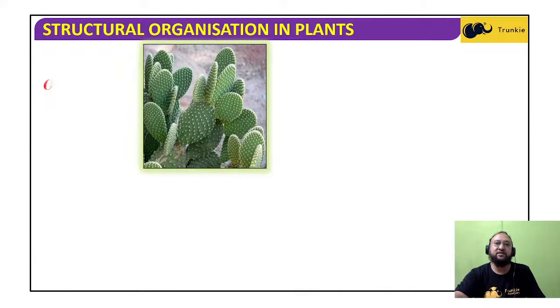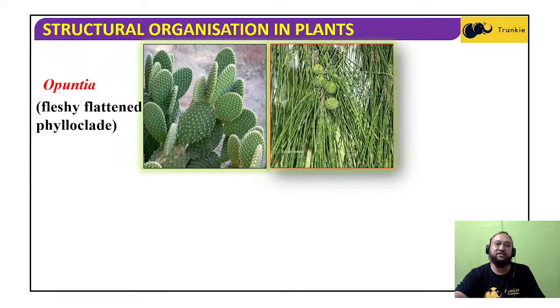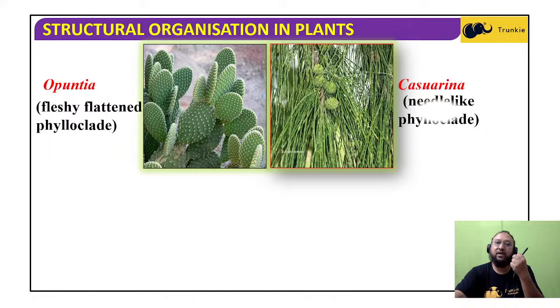So these are the structures. You can see the opuntia, a cactus. You can find the fleshy flattened phylloclade, and spines also on the surface. To conserve water, this structure is developed or modified. Then Casuarina: this needle-like phylloclade is found in the case of Casuarina.